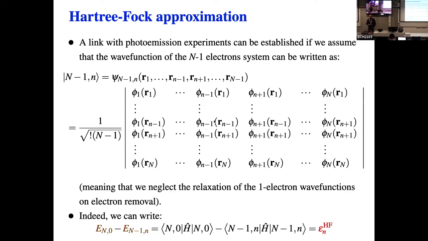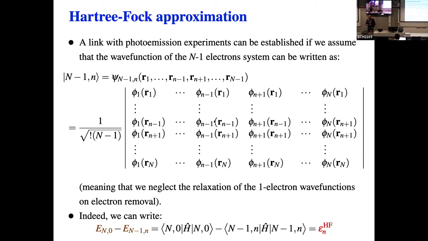And in this case, we can say that the energy of this level is given by the energy of the system of N electrons in their ground state, minus the energy of the N minus one system of electrons in their excited state N. So you need to take the expectation values of the Hamiltonian, and that basically defines the energy that you have, okay?